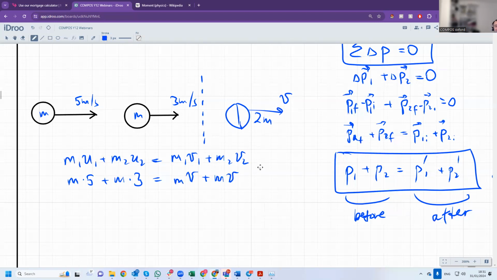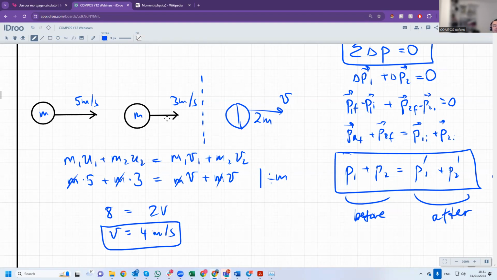Okay, and you can divide the whole equation by m, and you get 8 equals 2v, and v is equal to 4 meters per second. Quite an obvious result, because if you have 5 and 3 and they stick together, the combined velocity is 4. Okay, easy? Type 1 if you found it easy, please.